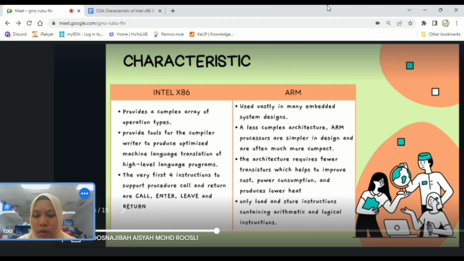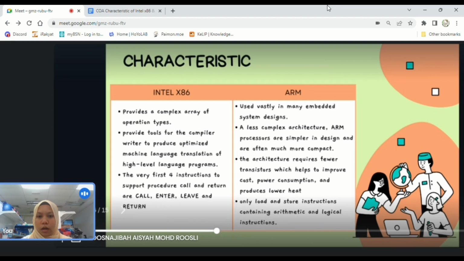So now I'll be presenting regarding the characteristics of Intel X86 and ARM. Intel X86 provides a complete array of operation types, and provides tools for the compiler writer to produce optimized machine language from high-level language. And the third characteristic is that the instructions to support procedure call and return are call, enter, leave and return. Because of those characteristics, Intel X86 is mostly used in the PC.